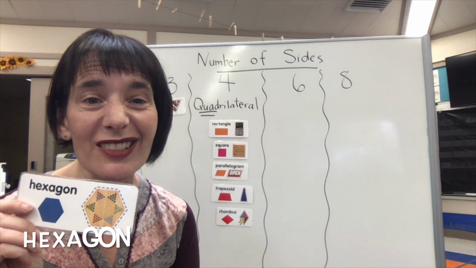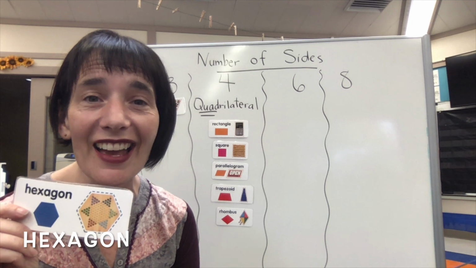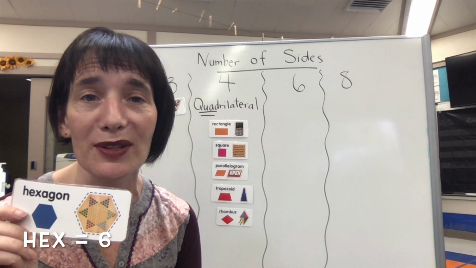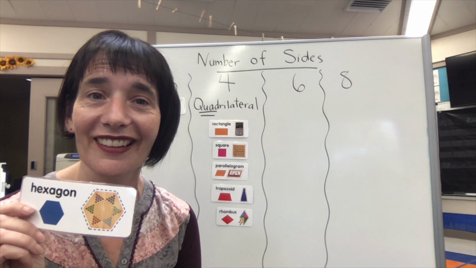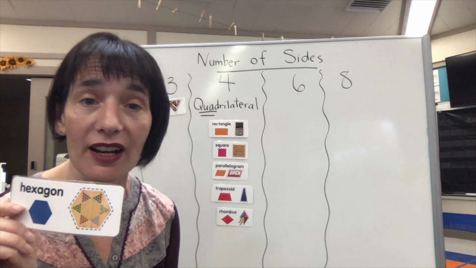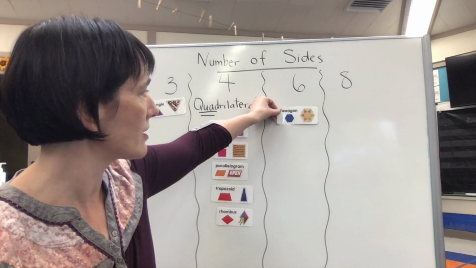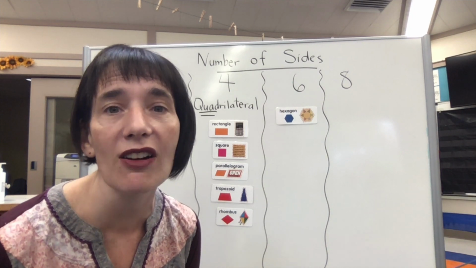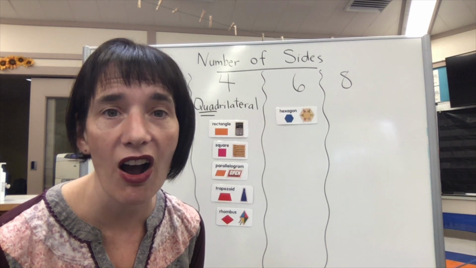So this one is called a hexagon, and hex means 6 in Latin. So how many sides do you think a hexagon has? Yep, 6 sides. So here's our hexagon. Let's put that right over here. Ta-da. And the last one I'm going to show you today is called an octagon.